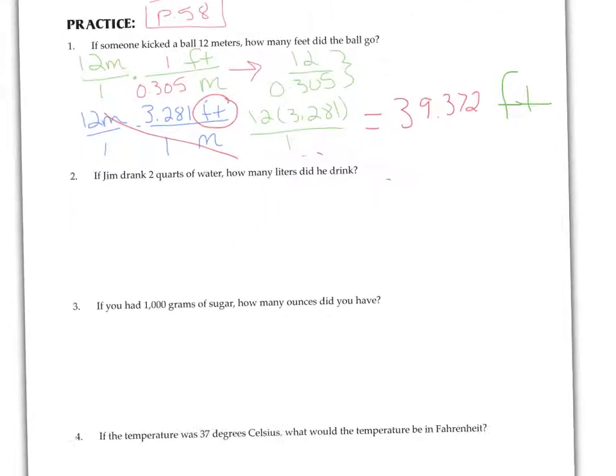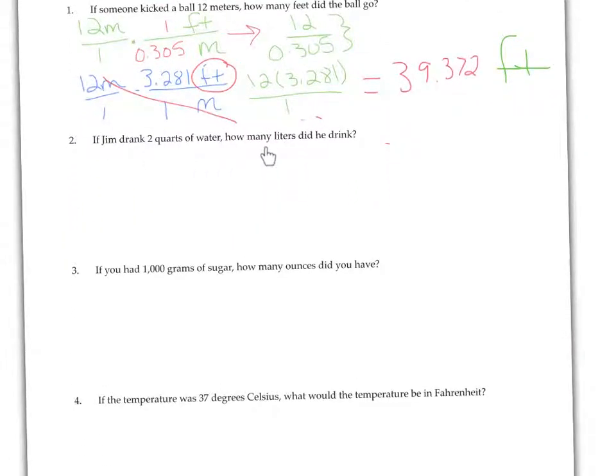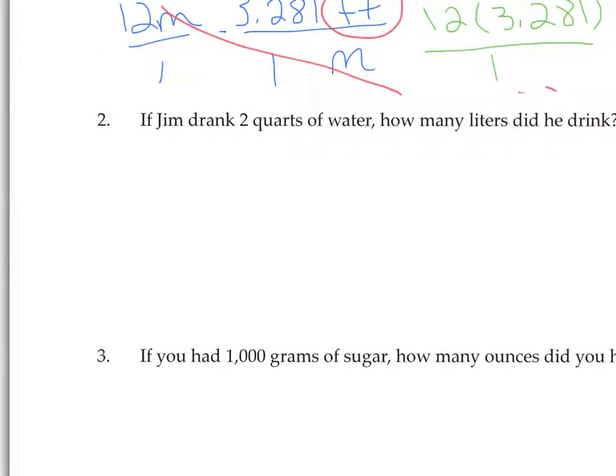All right, let's look at number 2. If Jim drank 2 quarts of water, how many liters did he drink? Okay, we're converting quarts to liters. So we're going to start with 2 quarts over 1. We need to get rid of quarts. We want to stay with liters. Do we have 2 conversions? If you look back on page 58, there are 2 conversions. I'm going to use the one that has a 1 down here because it's going to make the figuring easier. So I want to know 1 quart equals what? 1 quart equals 0.946 liters.